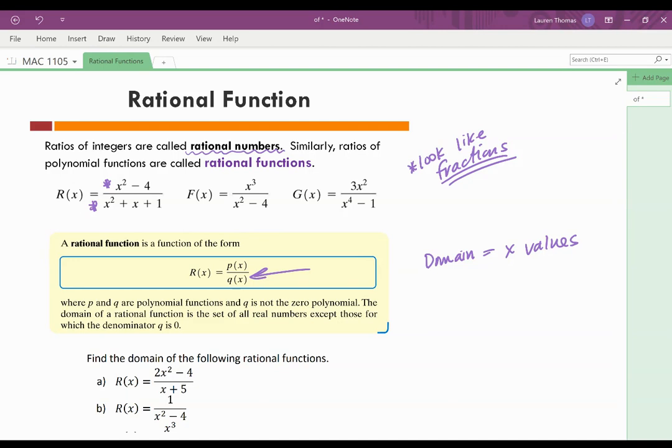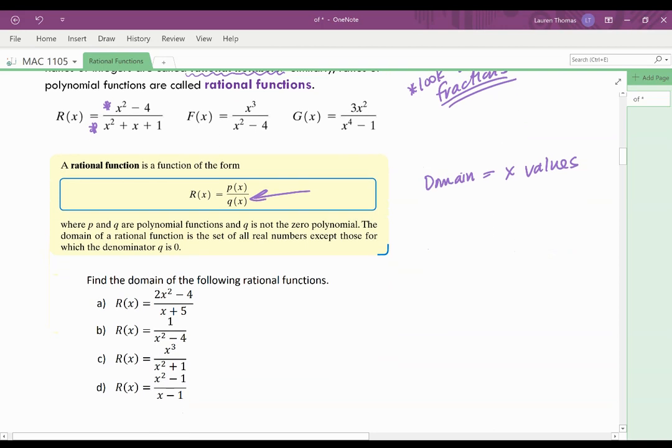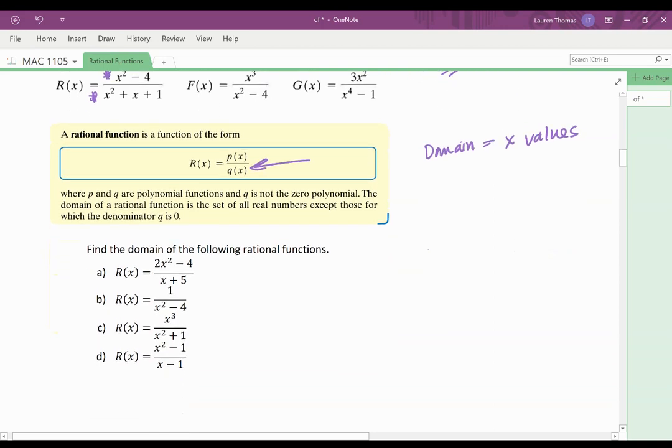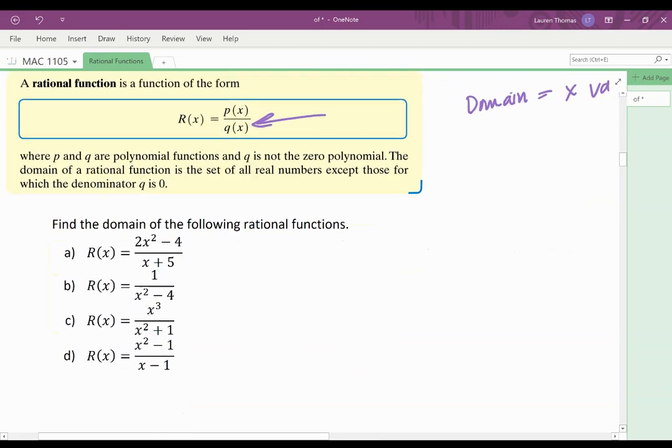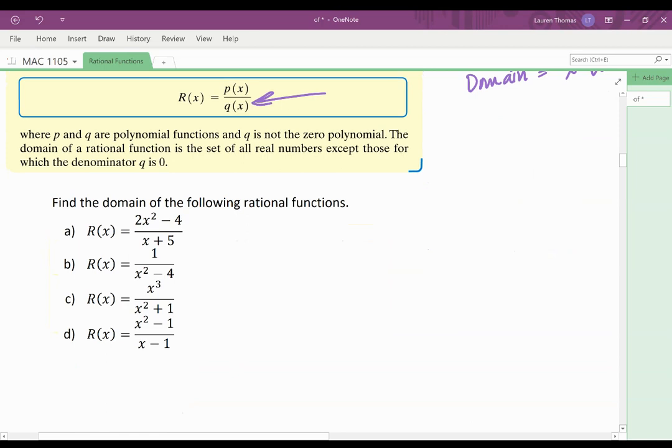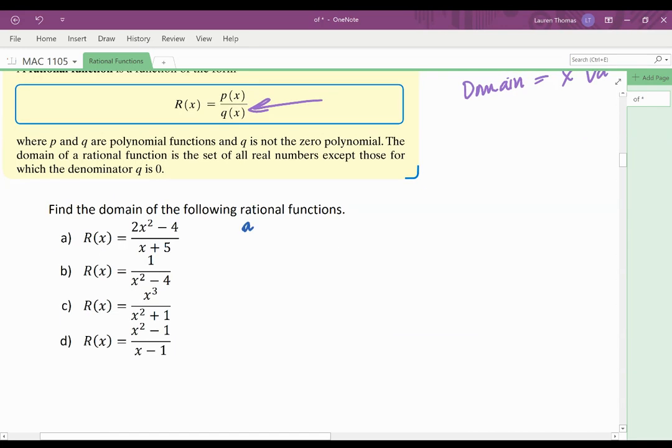The first thing we're going to do is practice finding the domain. I have a couple of problems here. So let's go through and practice. Let me change my pen color. All right, let's do A first. A says find the domain of the following rational function: r of x equals 2x squared minus 4 over x plus 5.